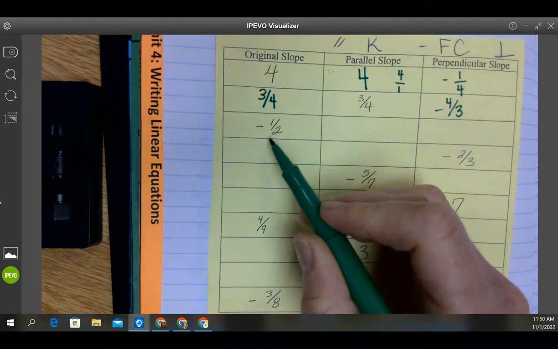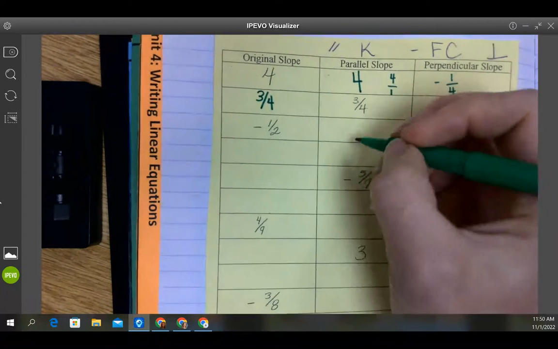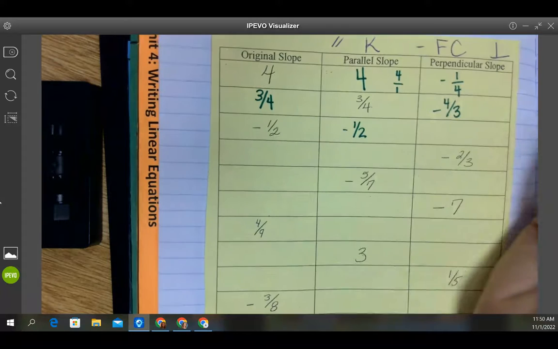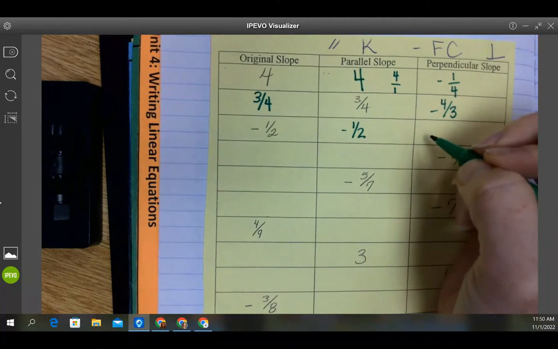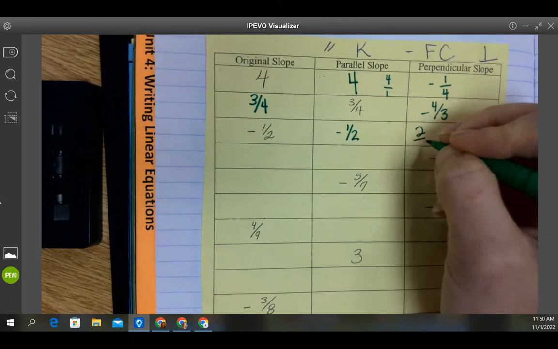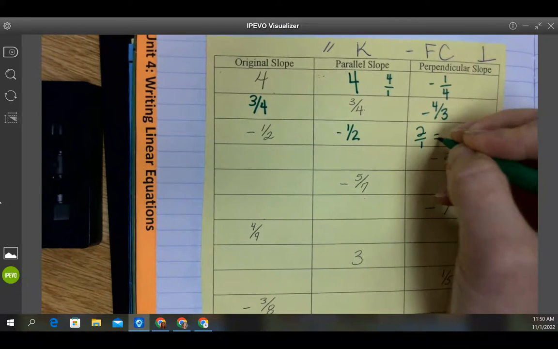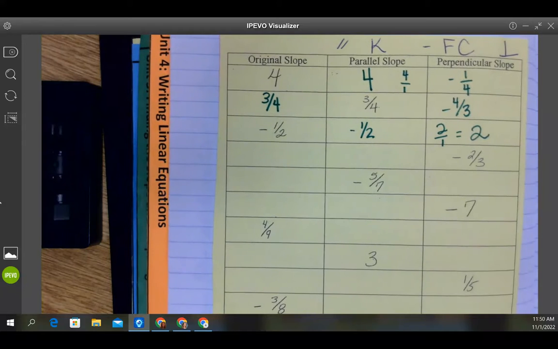Original slope of negative 1/2, a parallel. We're going to keep it. So negative 1/2. Perpendicular, we do a flip change. So 2 over 1, and it'd be positive. We're going to reduce it though, so make sure you put just 2.